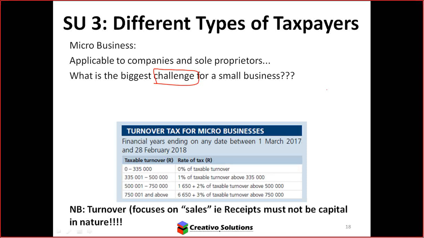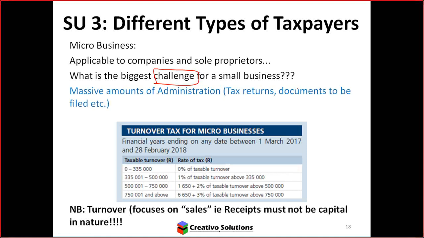Let me ask you this: what do you hate the most about your business in terms of a task or something that you don't like doing? Oh, admin. Exactly. The biggest challenge for a small business is massive amounts of administration. Tax returns, documents to submit, paying fees to CIPC, paying an accountant perhaps to draw up the books, to draw up the financials, etc. If you're a micro business, do you need any administration? No, you don't. As long as you can show sales, that's all you're ever going to need.